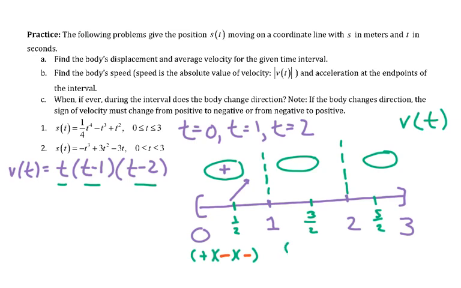Now check what happens over here for 3/2. Well, 3/2 is positive. 3/2 minus 1 is positive, but 3/2 minus 2 is negative. So if I multiply two positive factors times a negative factor, my overall value of the function is negative. So in this interval, I'm headed down or to the left, whichever way the problem is set up. So that we do change directions there. We know that right now.